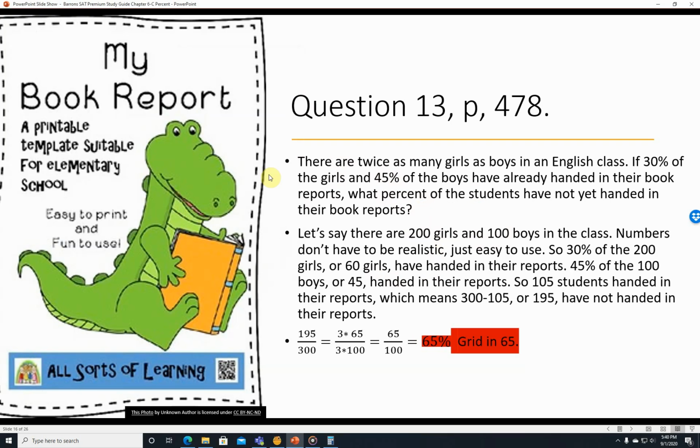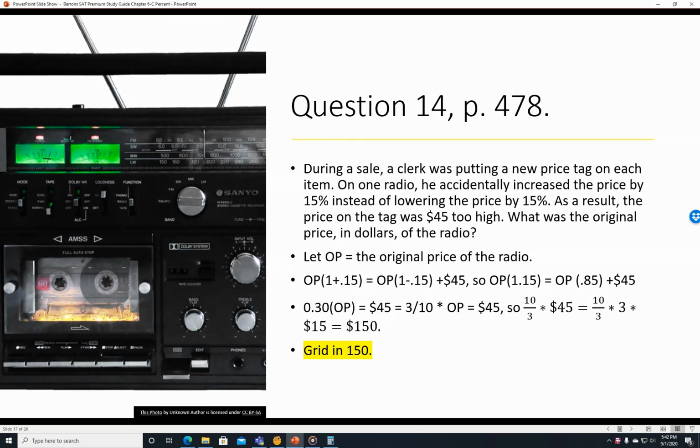Anyway, let's move on. Question 14, page 478. During a sale, a clerk was putting a new price tag on each item. On one radio, he accidentally increased the price by 15% instead of lowering the price by 15%. As a result, the price on the tag was $45 too high. What was the original price in dollars of the radio?